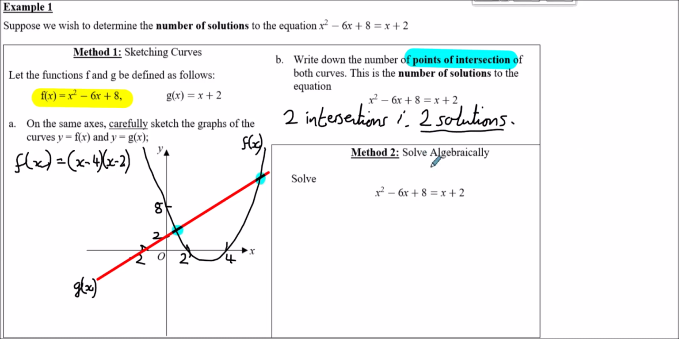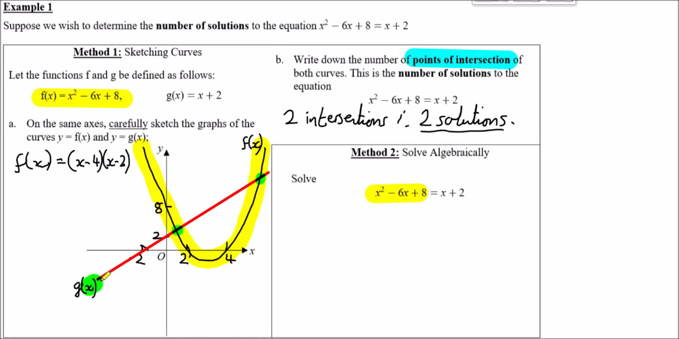Or what we could have done is solved it algebraically and then seen how many solutions we get from that. So either it has 2 solutions, but it has 1 repeated solution, or if this rearranges to a quadratic with a discriminant which is negative, it might have no solutions, they might never cross. So we're just seeing when this yellow function here, x squared minus 6x plus 8, meets x plus 2. So we're just seeing when the yellow, this one here, meets the green.